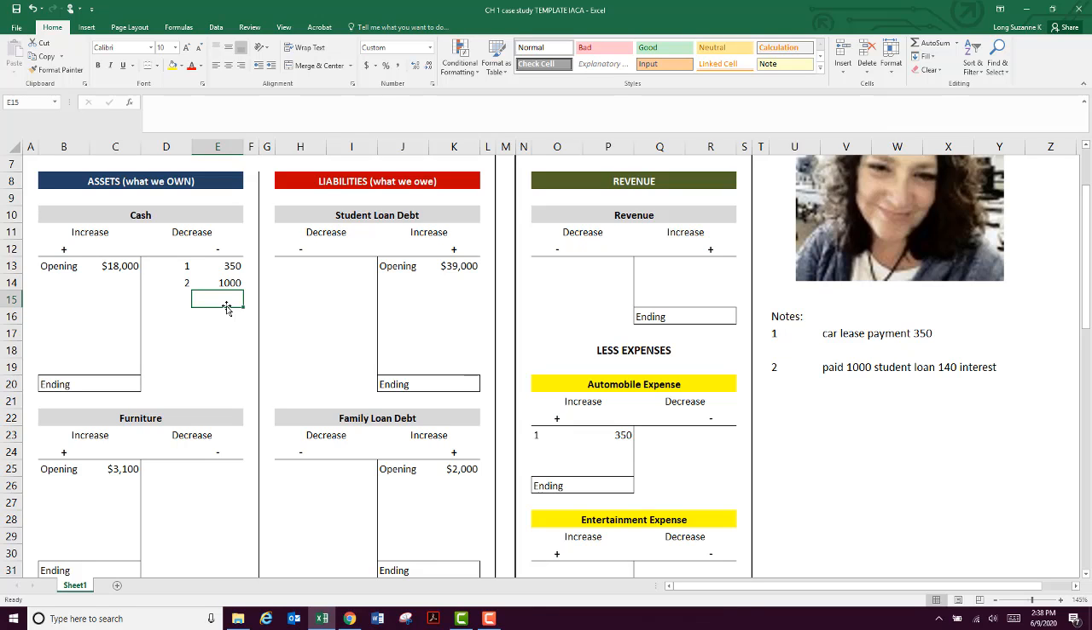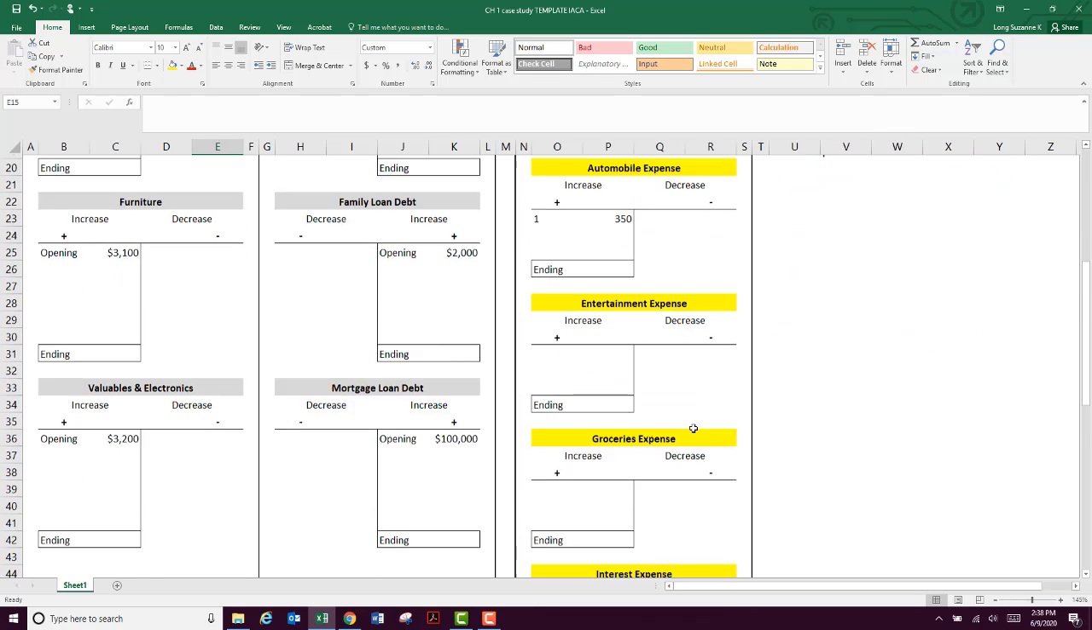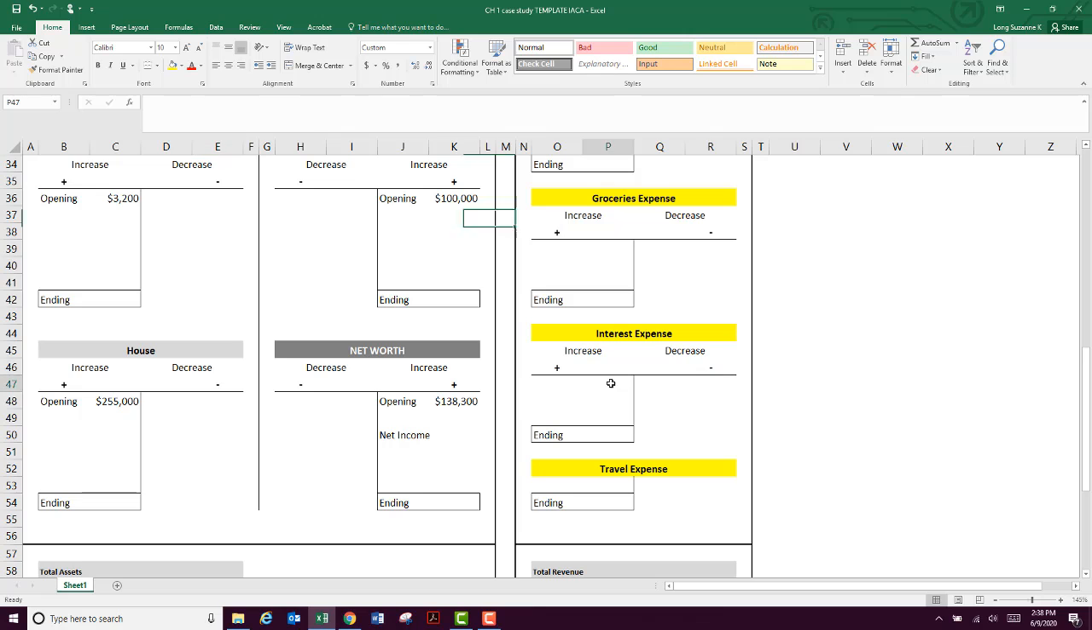Paid $1,000. All right, and it has something to do with the student loan, so that's right here. So we're going to be decreasing the student loan. And they're telling us how much the interest is, and I remember typing interest. Let's get the interest in there. 140. This is transaction number 2. So there's the interest expense. Left side, increase, record, interest expense. Good.